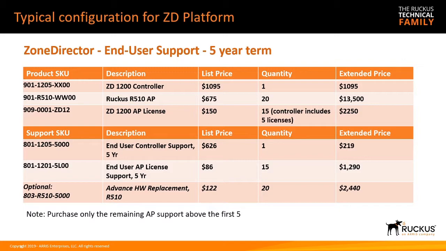All right, that's pretty straightforward. You buy the controller itself. You buy support on the controller, you buy the AP licenses beyond 5, then you buy support on those AP licenses. That's it.